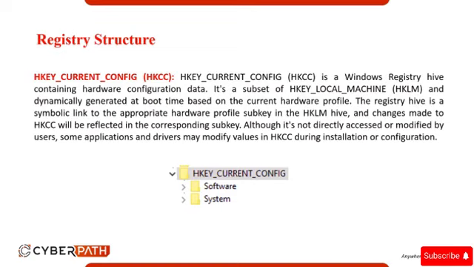HKCC, HK current config, is a Windows registry hive containing hardware configuration data. It is actually a subset of the HK local machine root key and is dynamically generated at boot time based on the current hardware profile. The hive is a symbolic link to the appropriate hardware profile subkey in the HKLM hive, and changes made to HKCC will be reflected in the corresponding subkey. Although it's not directly accessed or modified by users, some applications and drivers may modify values in HKCC during installation or configuration.